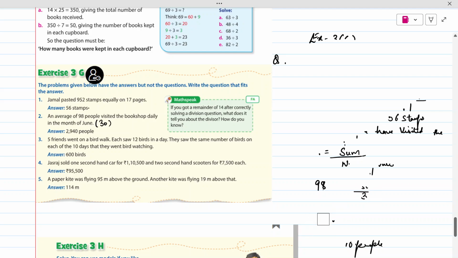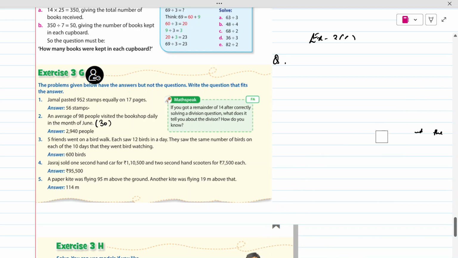Question number 3 is, 5 friends went on a bird walk. So there are 5 friends who went on a bird walk. Each saw 12 birds a day. Each of the friends saw 12 birds in a day, and they saw the same number of birds on each day of the 10 days they went for bird watching.